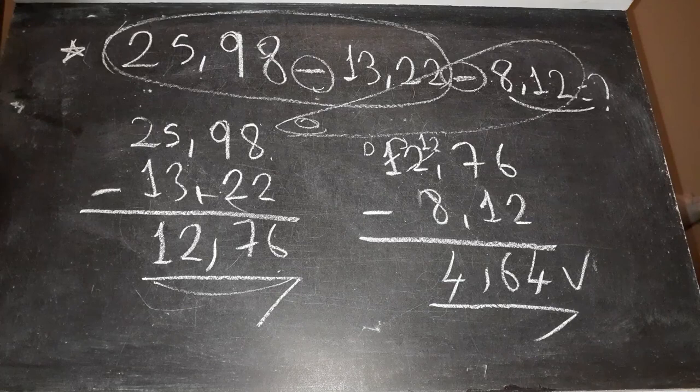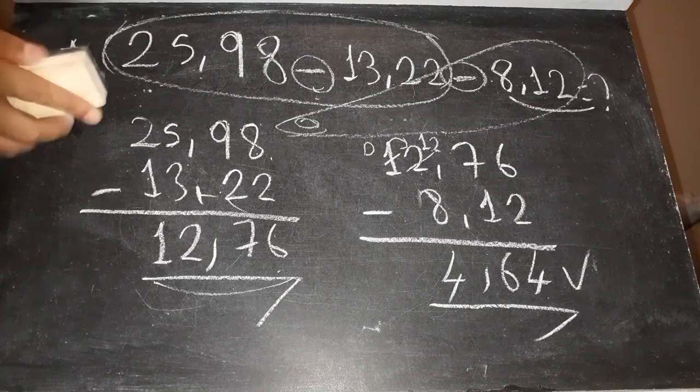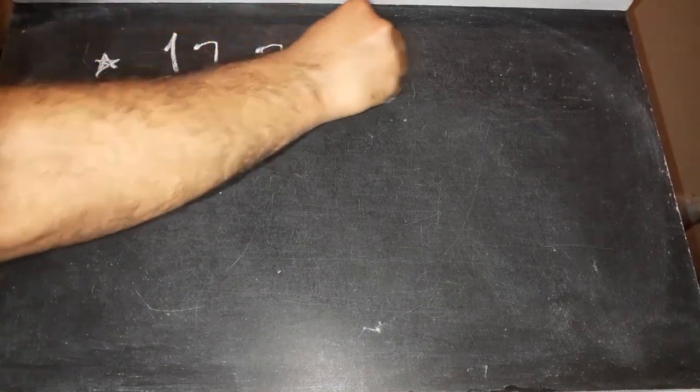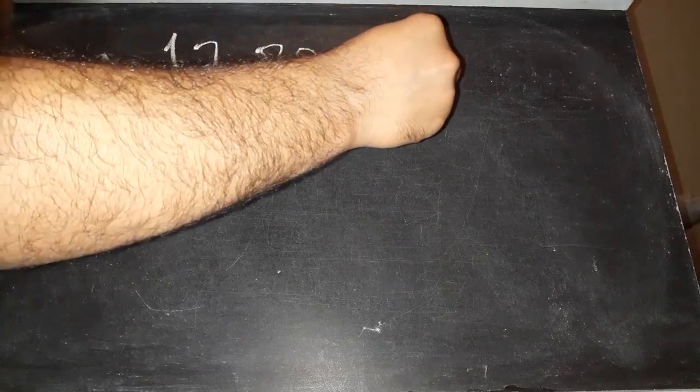Okay, so I want to show you the last question. Students are confusing this question. It is very easy normally, but they may confuse this one. The last question is 17,82 minus 12.